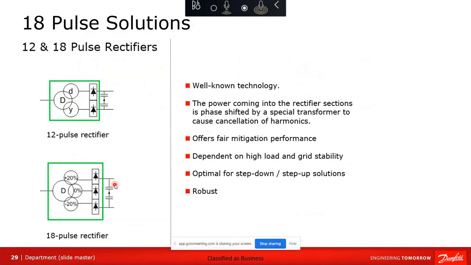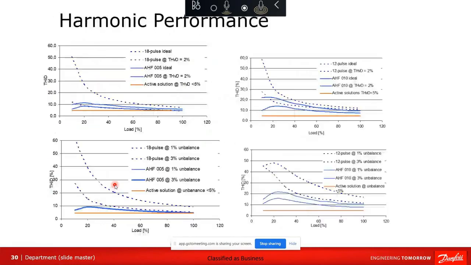It's just a phase shifting transformer. And back then it was fine. And here's the examples. I've enlarged the ones on the left because this is the 18 pulse solution. The one on the right is the 12 pulse solution. But the larger dashed line is 18 pulse with ideal balanced power. And that's right down here below the 10% line. And that's actually pretty good if that's what your power is.